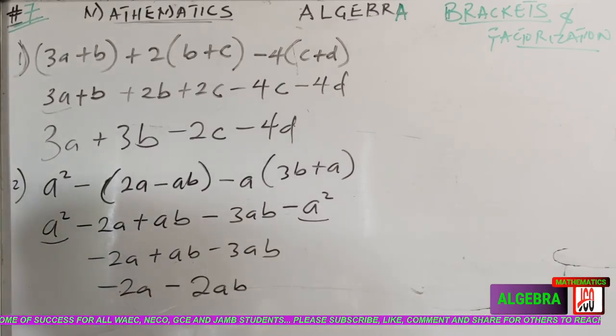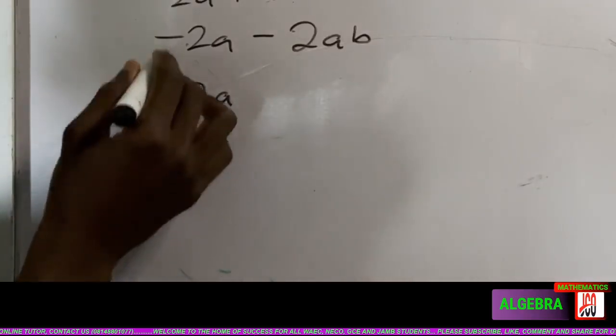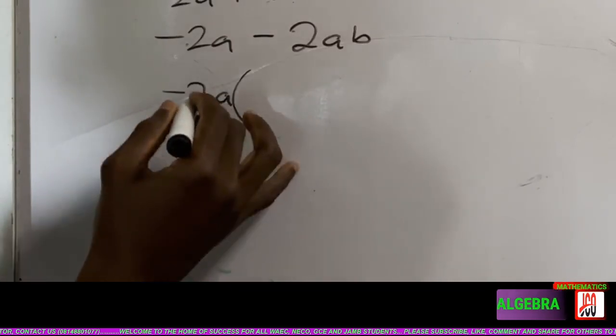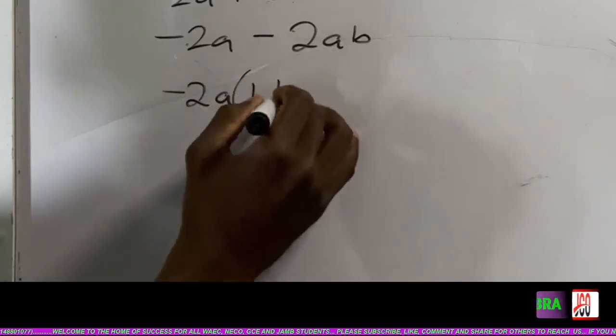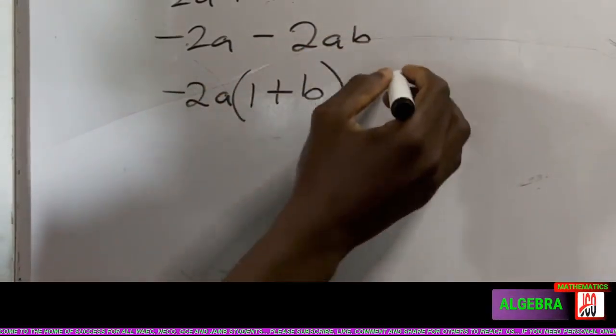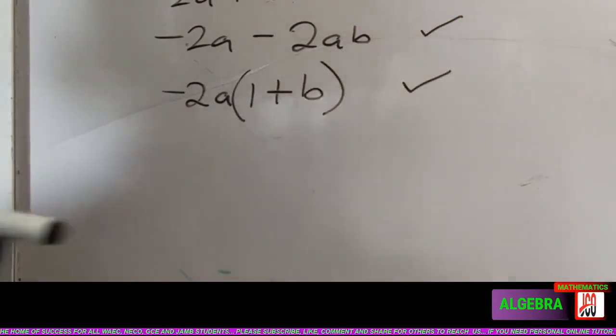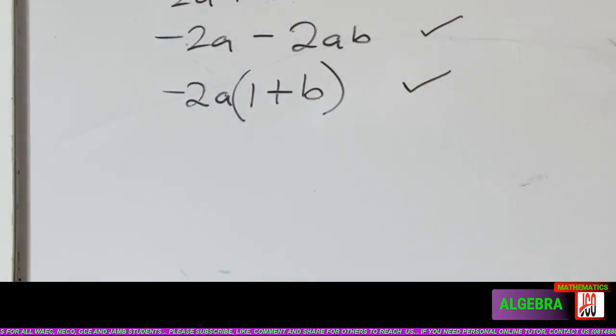You can stop here. In some cases, you have to go further to say what is common. Minus 2a is common. 2 divided by 2, a divided by a is 1. Then minus by minus is plus. 2 divided by 2 is gone. A divided by a is gone. What remains is b. The answer can be this or this. That is how we can solve that kind of question.